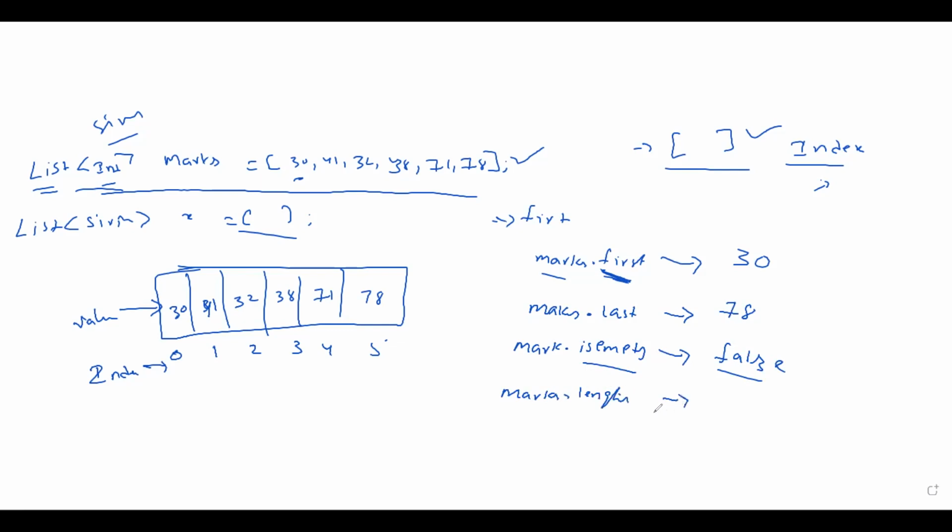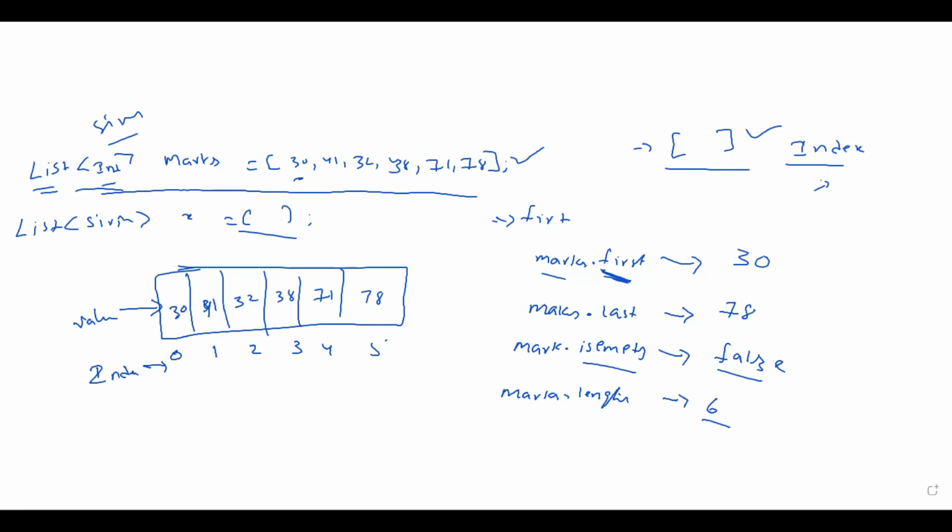And marks dot length. Length is one property. What value is returned? 6. That is confusing, right? Not 5. 5 is the last index. But the length of the list is the count of all the items in the list. That is the length, and this is a property of the list.